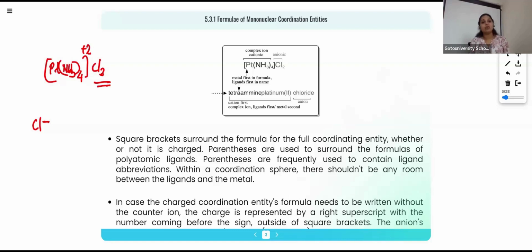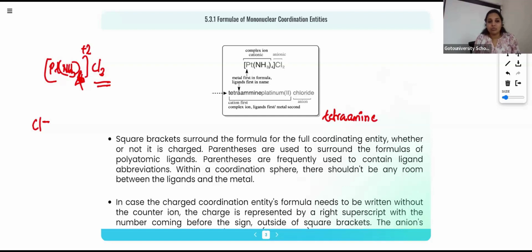Here we have 4 ammonia. If 4 is there, we write tetra. Actually, if it were 6 ammonia, I would write hexa, but here it is 4, so I write tetra. I am starting the name with tetra. Now the NH3 ligand is called amine, so we call it tetraamine.